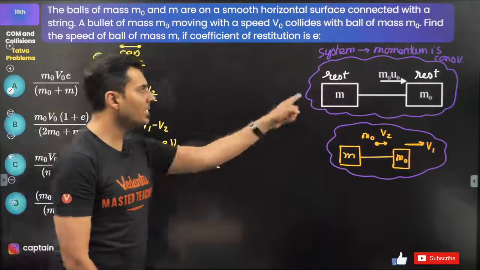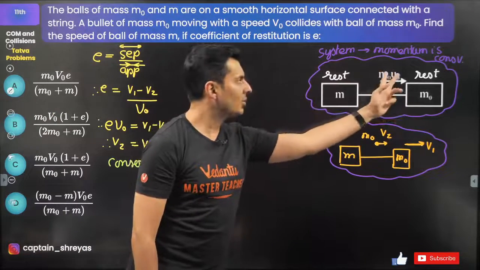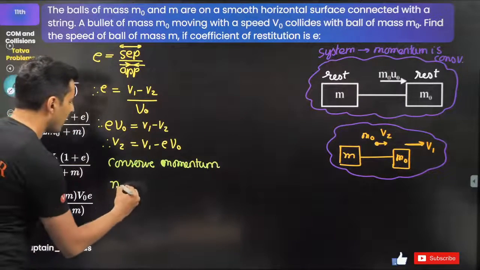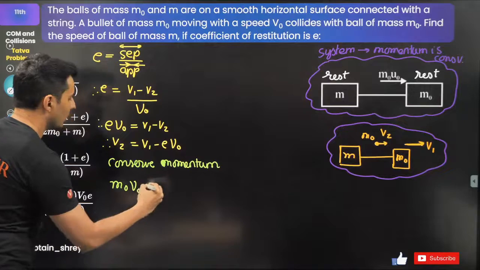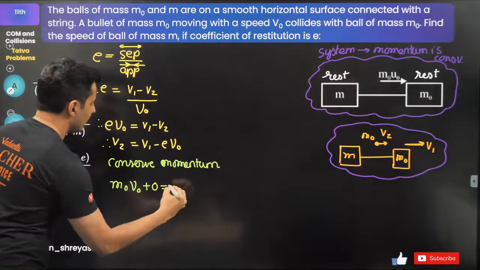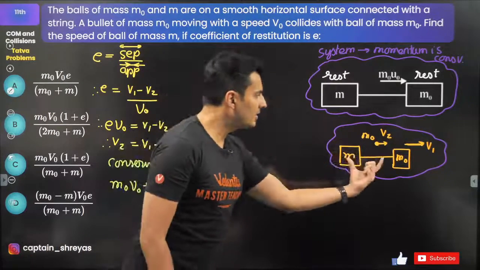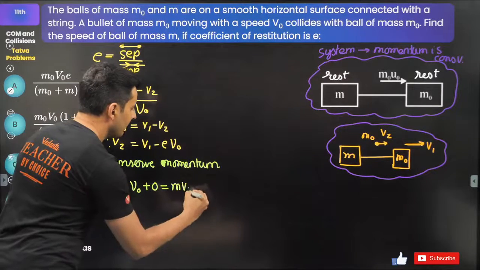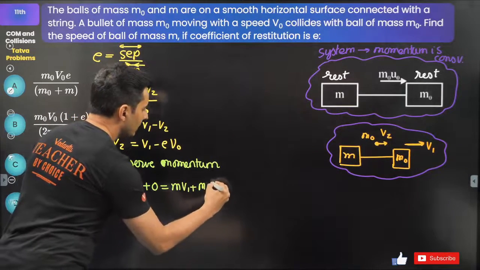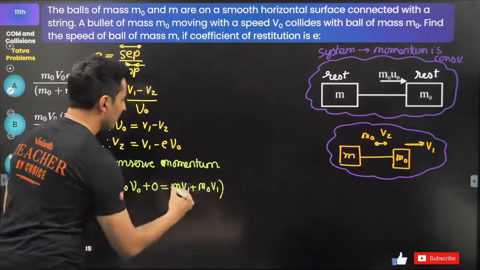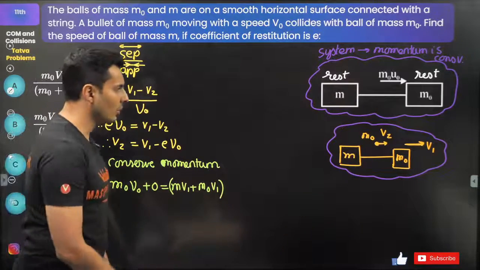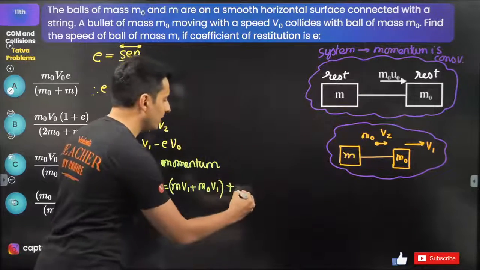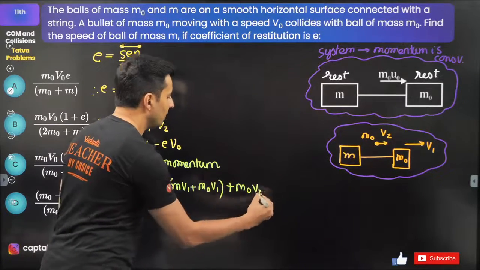So what is the initial momentum? This one is moving, this one is at rest. The moving one's momentum is m naught v naught, or u naught, whatever you want to say. The other one is at rest. Finally, these two are moving with common speed v1. So m v1 plus m naught v1, that is one body moving together, plus this mass moving with speed v2, so m naught into v2.